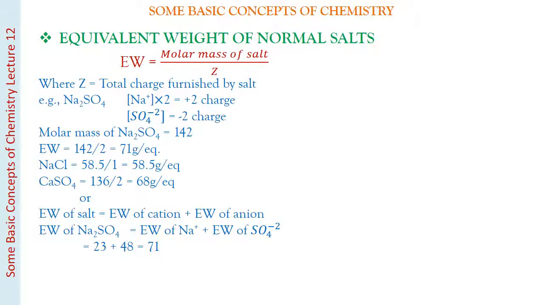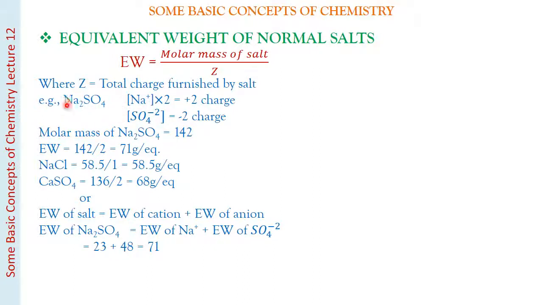First we have the normal salts. So the equivalent weight of the salt is simply the molar mass of the salt divided again by the Z factor, where now the Z factor is total charge furnished by the salt. What do I mean by this? Let us see this with an example of Na2SO4. The charge on one sodium atom is 1 plus 1, right?